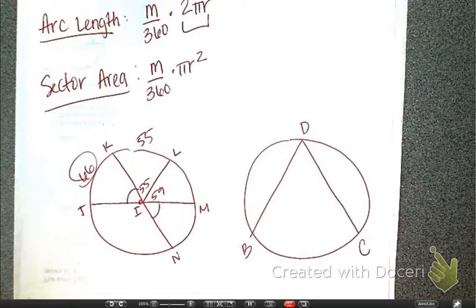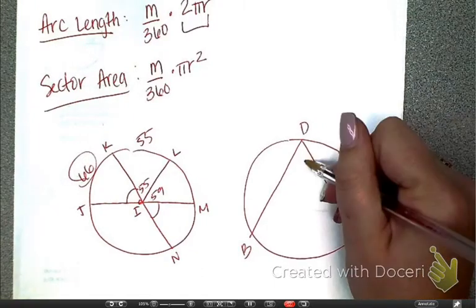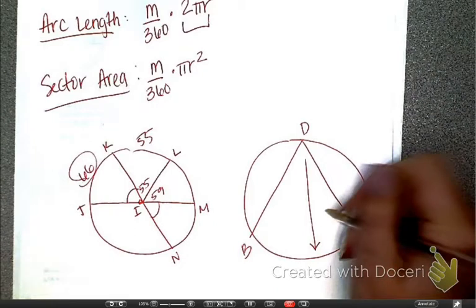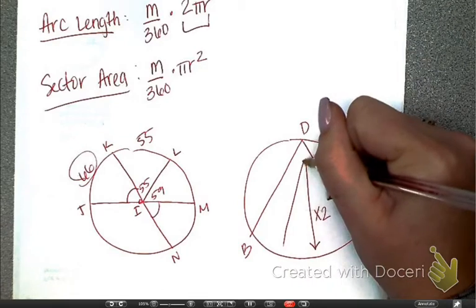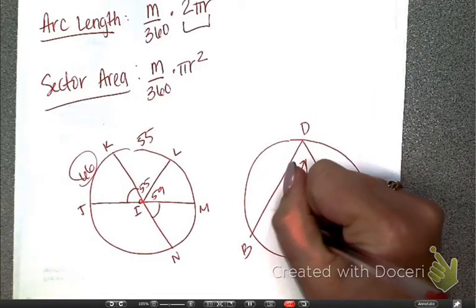What type of angle is angle BDC? Inscribed. And how do we know it's an inscribed angle? The vertex is on the circle. Okay? Now, what is the relationship between an inscribed angle and the arc that it creates? The arc is 2 times what the angle is. So if I know the angle and I'm trying to figure out the arc, I multiply by 2. If I know the arc and I'm trying to find the angle, I divide by 2.